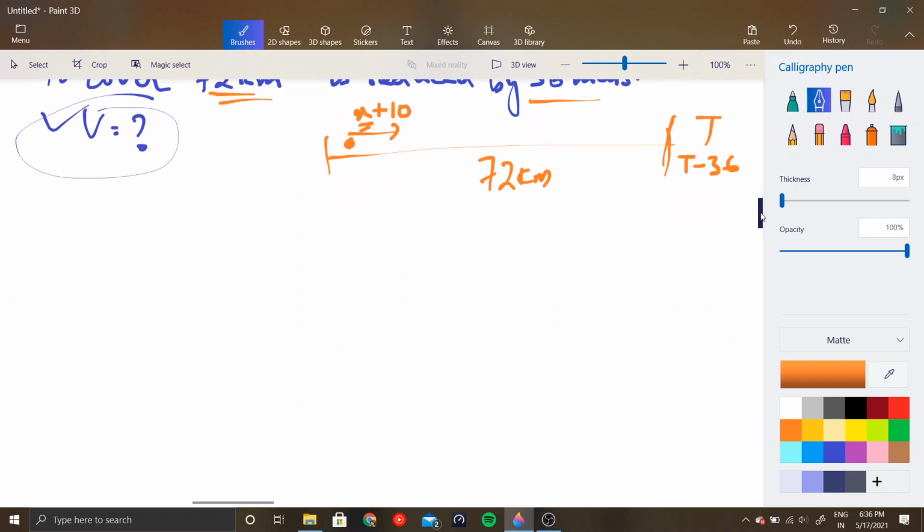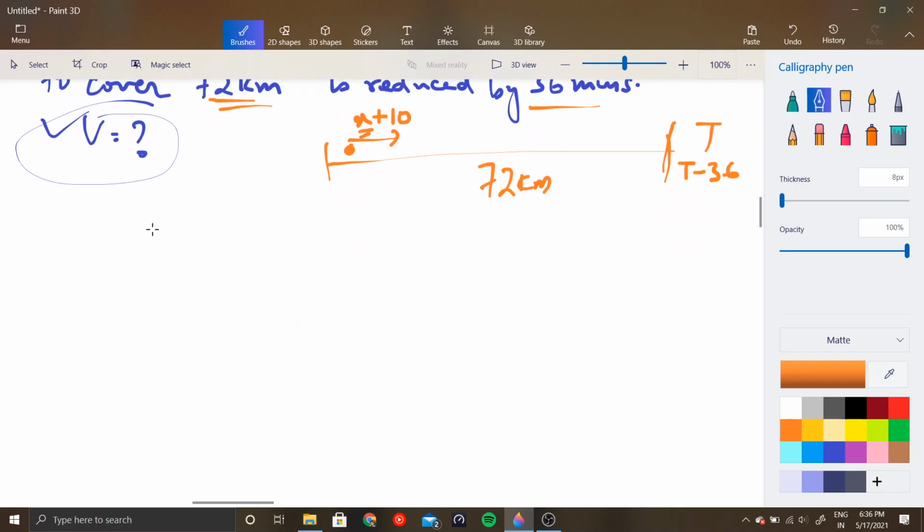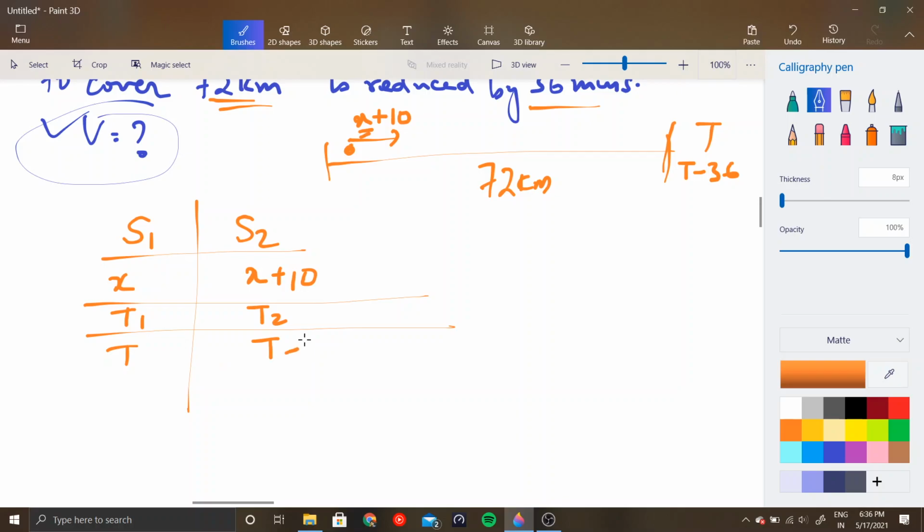Okay. So let's make a table, right? His speed 1, his speed 2. Initially he was traveling at x, now he is traveling at x + 10 because he has increased his speed by 10 km per hour. Then his time t1, let it be t, and his time t2, now reduced by 36 minutes. The distance remains the same, so this is 72 and 72.